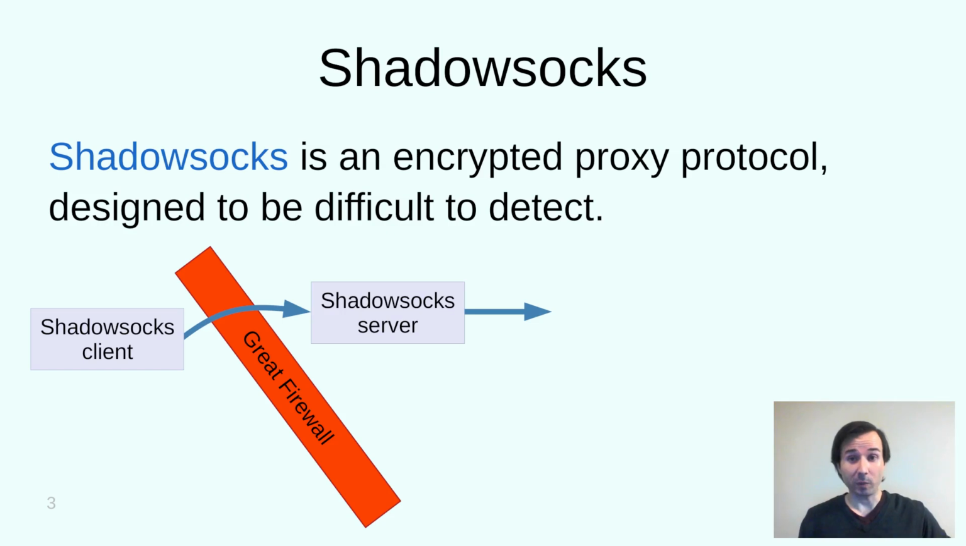Shadowsocks is an encrypted proxy protocol, and it's designed to be difficult to detect. It's really popular in China as a means of censorship circumvention, a way of getting around the Great Firewall. And the Great Firewall, for its part, as part of its general mission of information control, tries to find and block all types of different proxy servers, Shadowsocks included.